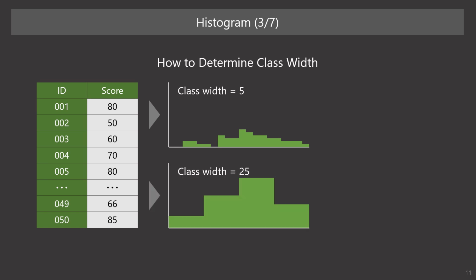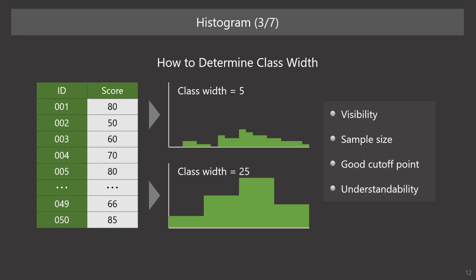So, what if we set the class width to 25 and classify data into 4 classes? As we can see, it is a too rough picture. The width is too broad, and thus it loses much information from the data. So, it is hard for us to get the whole picture of distribution by this histogram. So, how should we determine the class width? The answer is, there's no one best way to determine it.